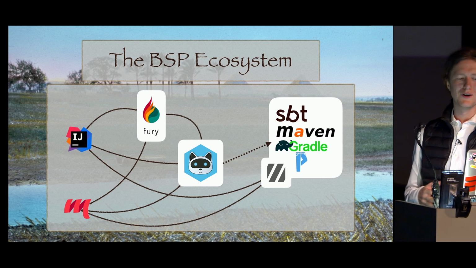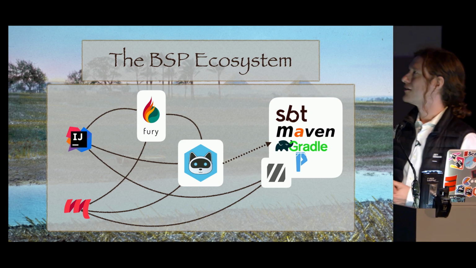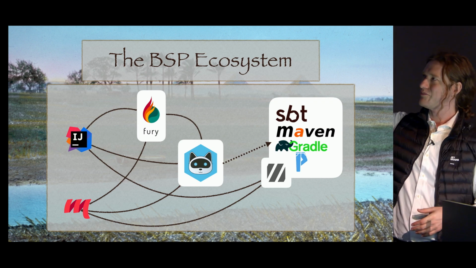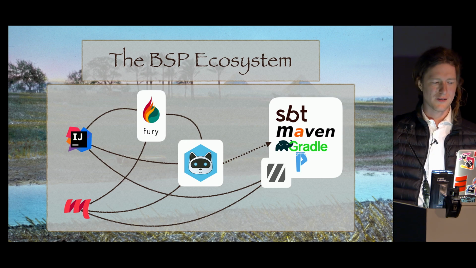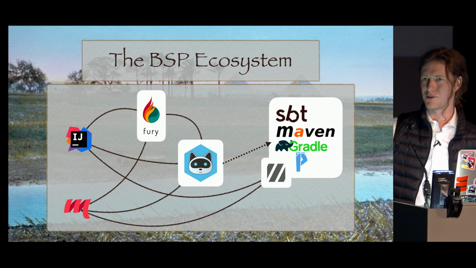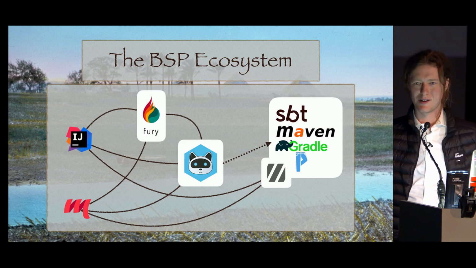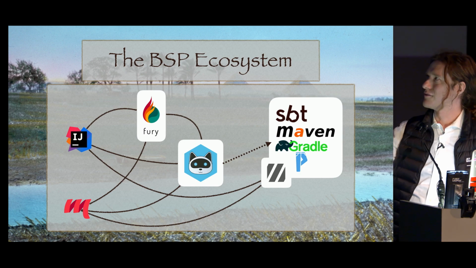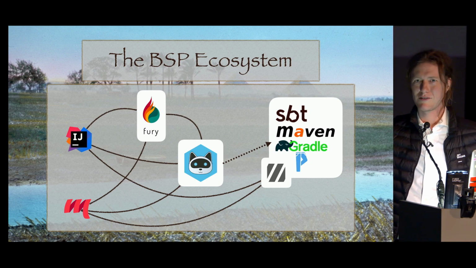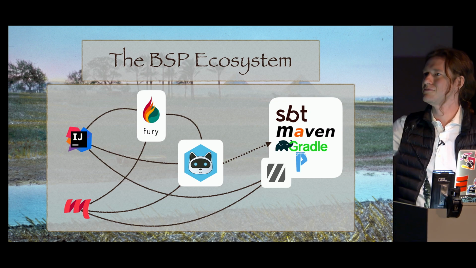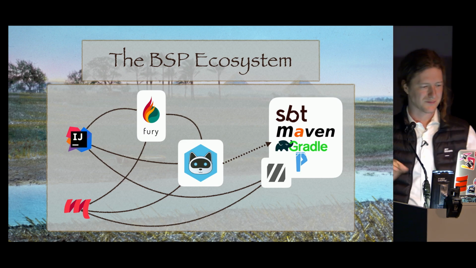Now a quick overview over the BSP ecosystem as it is as of today. We have as clients IntelliJ and Metals. So they all can use, in principle, any BSP server to integrate with. Fury is both a client relative to Bloop, so it outsources all its compilation to Bloop, and it's a server relative to IntelliJ or Metals.